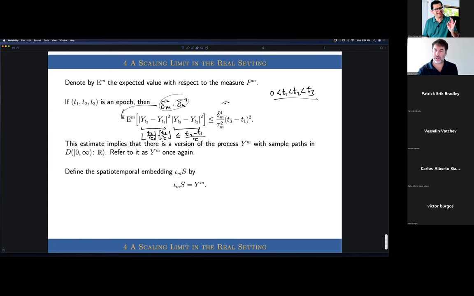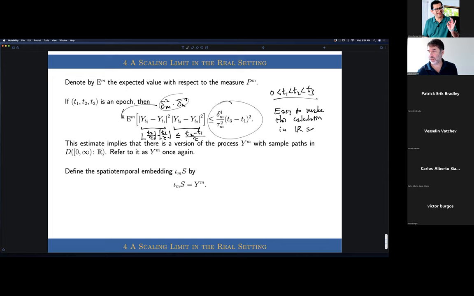The point is the expected value calculations are easy to make in the R setting. And this actually will automatically give you that there's a version of the process Y_M with sample paths in D, 0 to infinity, R. We refer to this as Y_M once again, of course, we just ambiguously refer to it like that, so we don't have too many symbols. The fact that you have such a process follows by the Chentsov criterion. So you can do a moment estimate or you can directly estimate the modulus of continuity of the paths. I tend to like to work with the moment estimates, but you could do either.